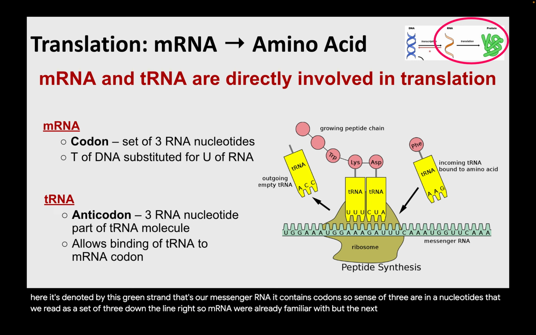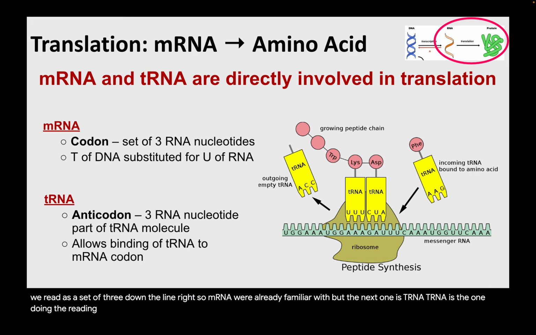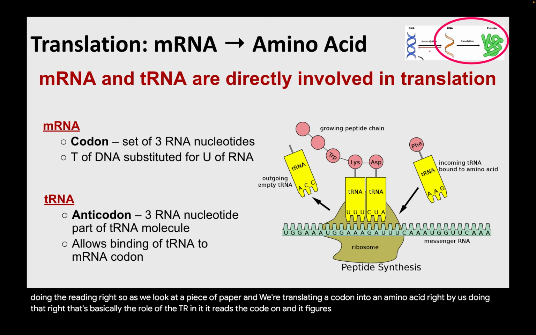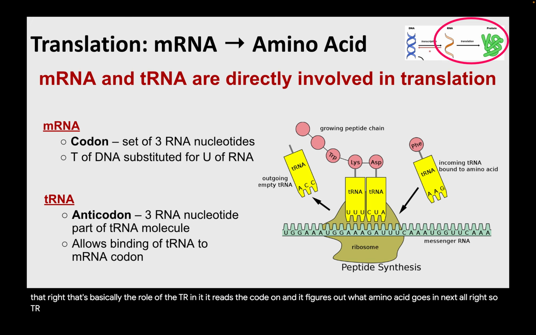But the next one is tRNA. tRNA is the one doing the reading. So as we look at a piece of paper and we're translating a codon into an amino acid, by us doing that, that's basically the role of the tRNA. It reads the codon and it figures out what amino acid goes in next. So tRNA contains an anticodon. That's how it reads the codons.